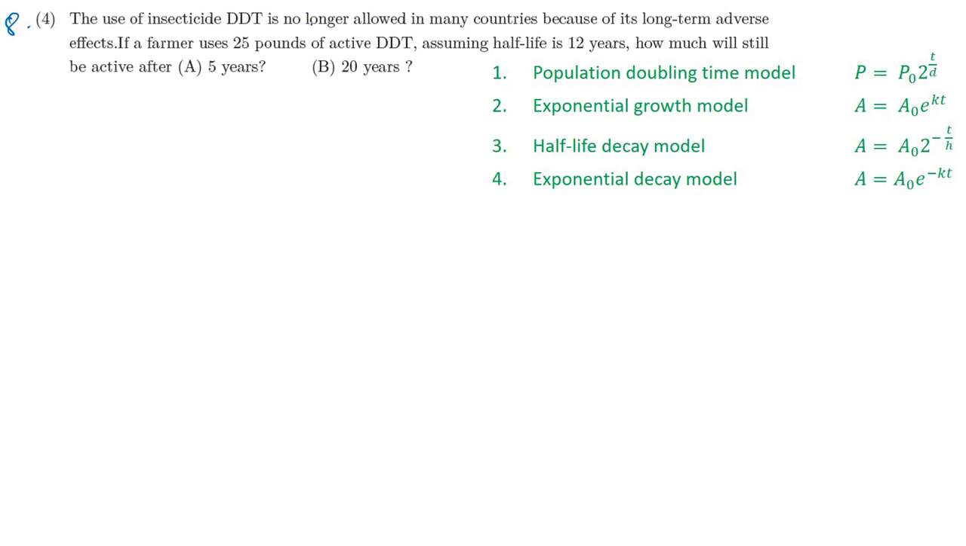The use of insecticide is no longer allowed in many countries. That is true. Because if you put it one time, it is very difficult to remove from that place. See, this is the soil. We are going to grow plants here. What will happen? Some insects will attack.